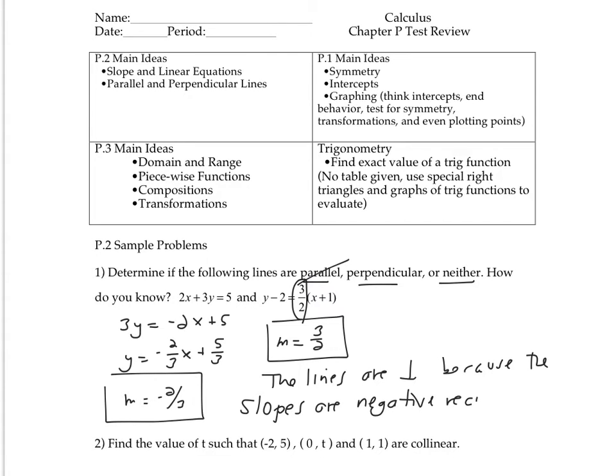If you're not sure if your two numbers are negative reciprocals, multiply them together. If we take 3/2 times negative 2/3, we get negative 6 over positive 6, which reduces to negative 1. So that proves that they're negative reciprocals. Negative reciprocals always multiply to give us negative 1.